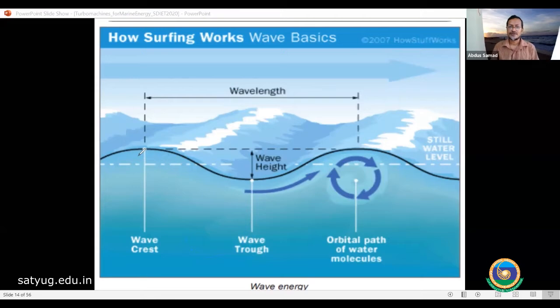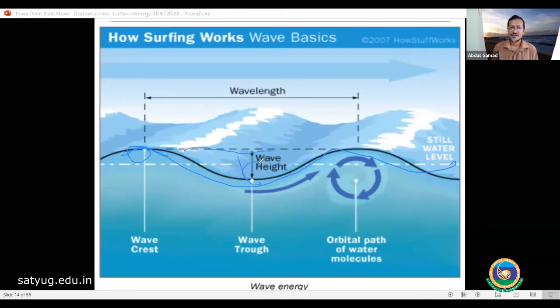Now, first you have to know the definition. Wave crest means the highest point. If you go to the ocean anywhere in Chennai or Mumbai or Goa, you see the wave moving like this, coming to the shoreline. The peak area is called the wave crest. The bottom area is called the trough, and the difference between crest and trough is called the wave height.